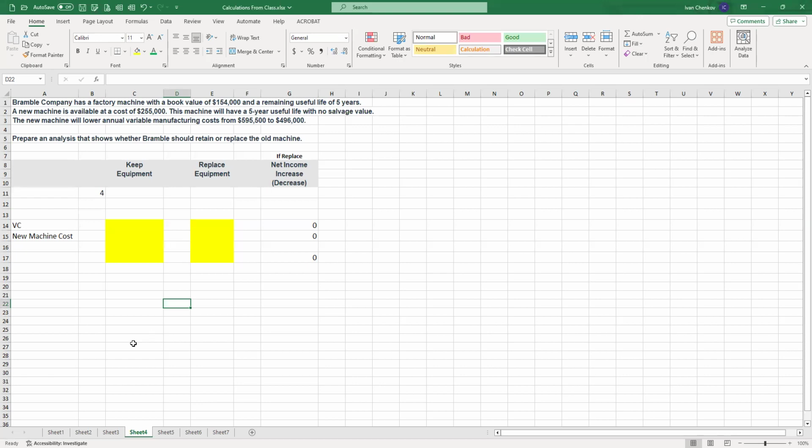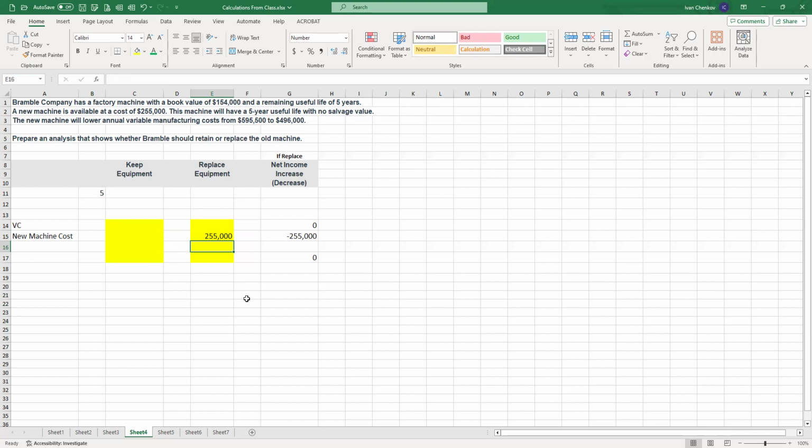This company has a factory machine with a book value of $154,000 and remaining useful life of 5 years. This is what they expect to see from you. We're going to have this expected life, 5 years. The new machine is available at a cost of $255,123, correct? Yes, Professor. The machine will have 5 years useful life, matching the old machine, with no salvage value.